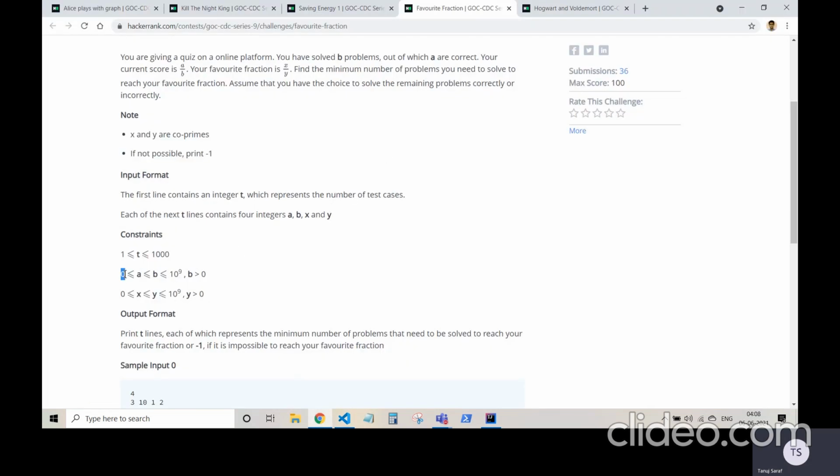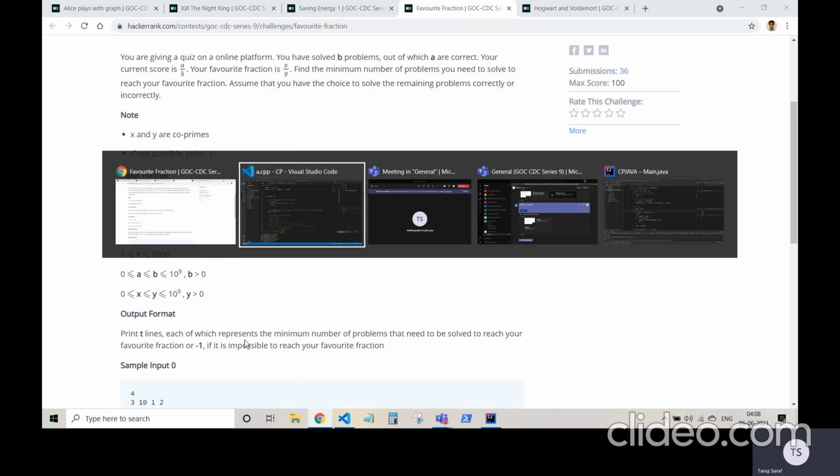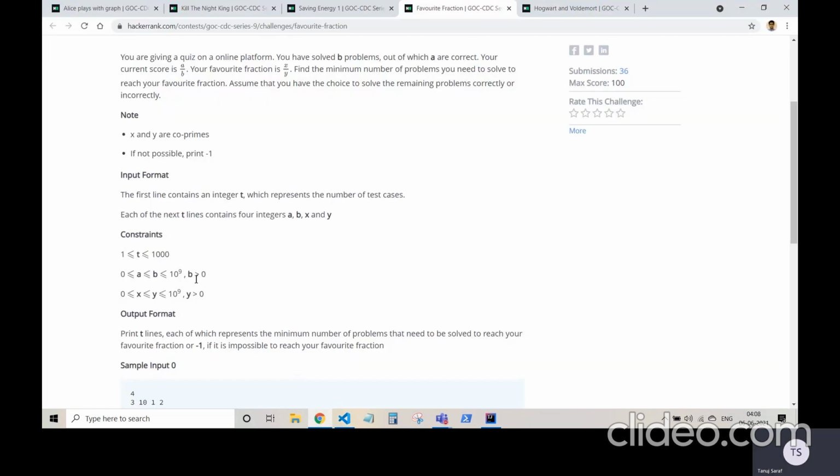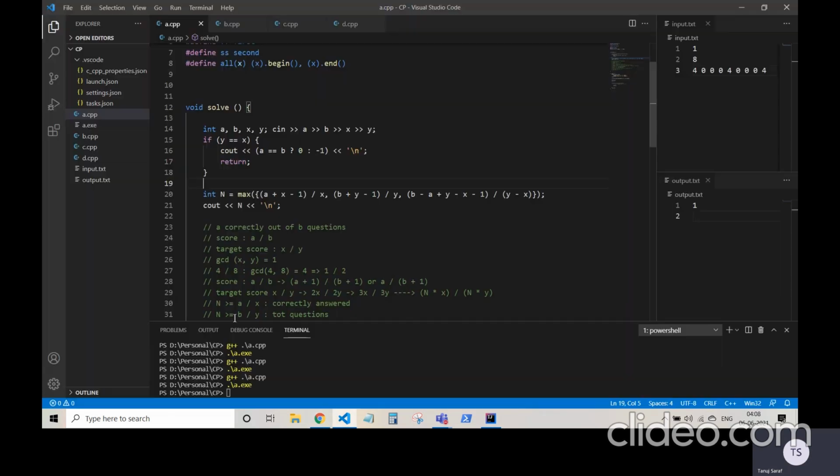Now another case is when a is 0 and x is 0, right? We are already given that the denominators, that is b and y, are greater than 0. So if the numerator is 0, then we can only get an answer if A is initially 0. Because like I said, A never decreases. It either remains constant or it increases. So if it has to remain constant, then I do not have to do anything, right? Because it is already 0.